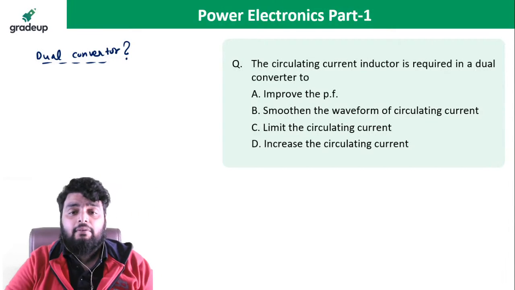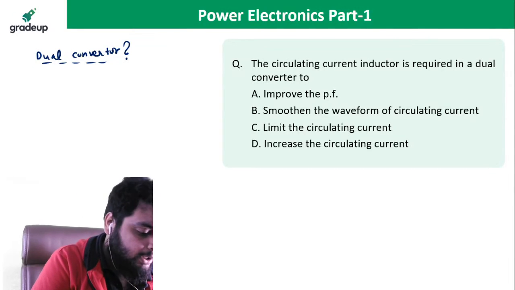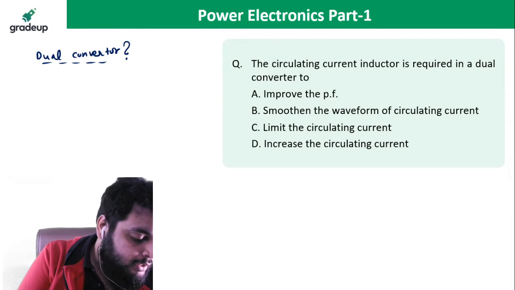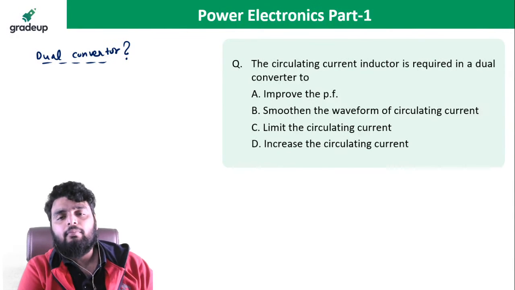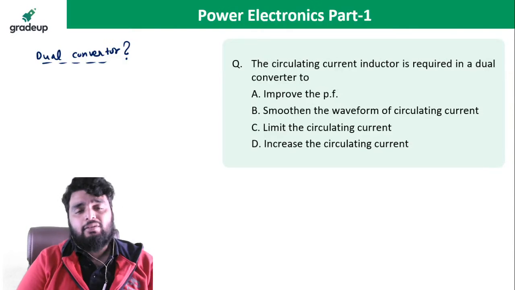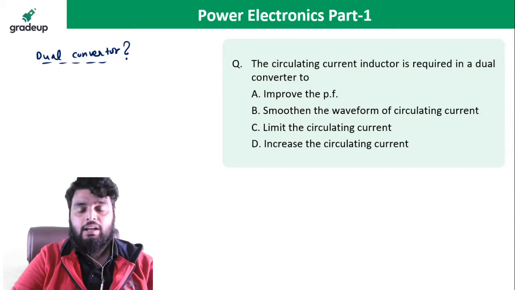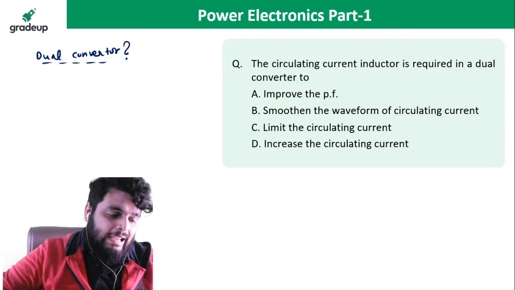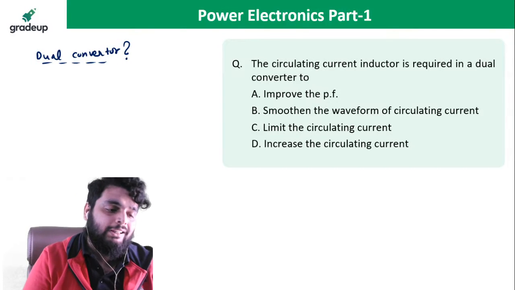Okay, option B has been given as smoothen the waveform of the circulating current. Option C is given by Atul and Bablu, and option C is given again by Bablu. Everyone, think about it. Now, first of all, to answer this question, you need to understand what a dual converter is and what the circulating current means. If you don't know these two topics, then you cannot answer this question, and you have to leave the question in the exam.